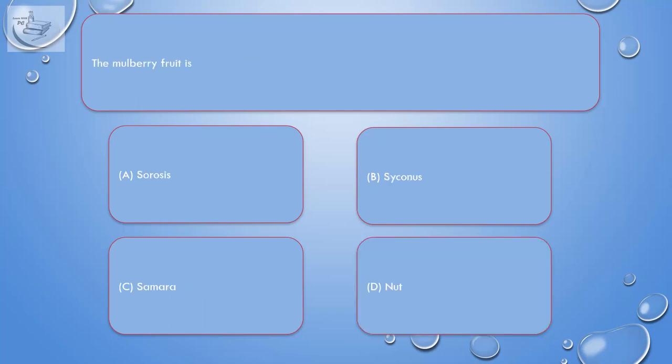Question: the mulberry fruit is A. Sorosis. B. Syconus. C. Samara. D. Nut. Correct answer is A. Sorosis.